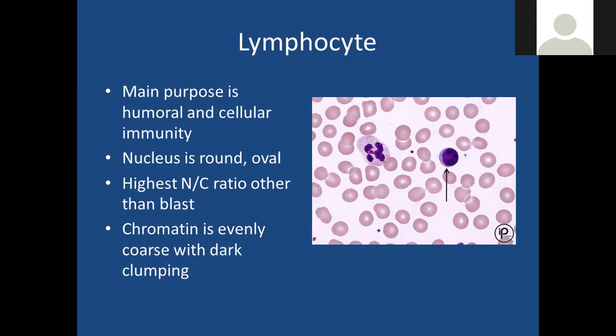The nucleus is round to oval. It has the highest nucleus to cytoplasm ratio, again, other than that blast. Notice that the cell is mostly comprised of nucleus. You can hardly see any cytoplasm, only barely along the edge right here. That's your cytoplasm. Everything else is nucleus. And notice how condensed that nucleus chromatin is. This is a lymphocyte.